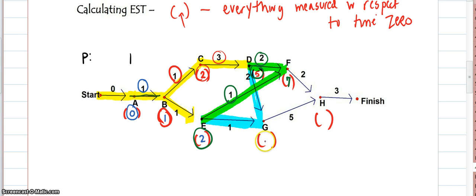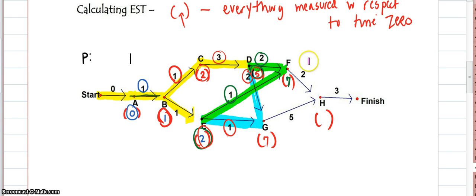The earliest start time is actually the biggest number. So D, it takes 5 days to get ready to do it, and it takes 2 days to do the job. That's 7. Or we have 2 days to get ready to do E and 1 day to do E is 3, so I'm going to go with 7 because that's the bigger of the two numbers.